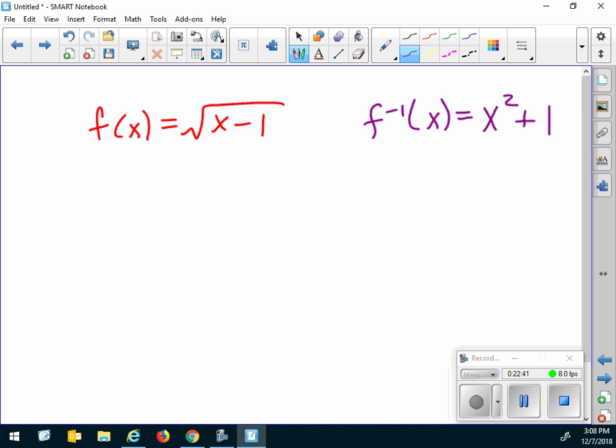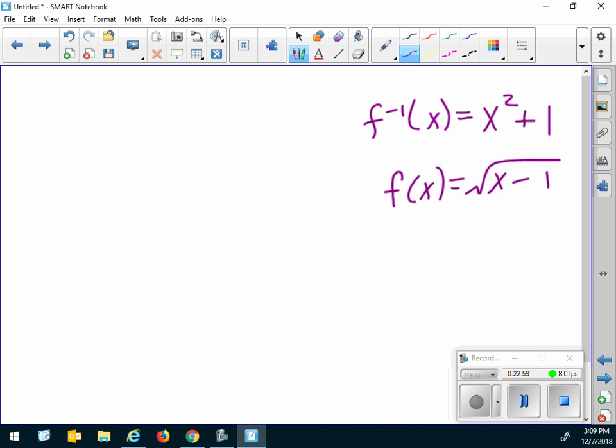Right? Now, here's what we're going to do. We're going to graph them, because it's pretty cool what happens here. Now, here's my problem. I didn't mean to do that. f of x equals square root of x plus 1 or minus 1. Okay.